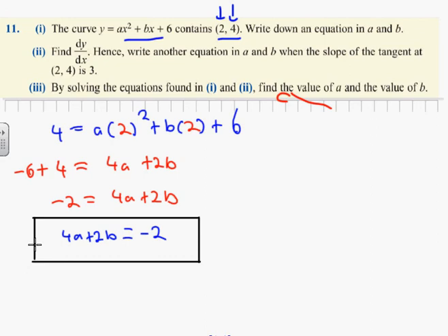So look at the second question. What does the second question ask you? Find dy dx and write another equation in a and b, where the slope of the tangent at 2, 4 is 3. Okay, let's work with this for a minute. Let's do what it asks us first of all. Let's find dy dx. What is dy dx in this question? No, ax squared.